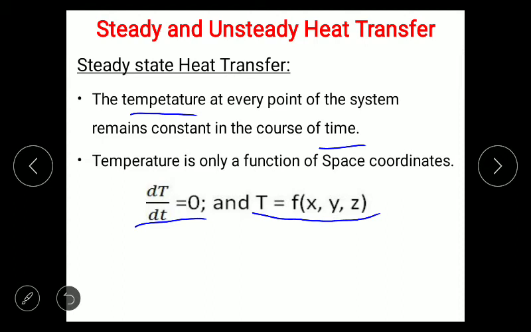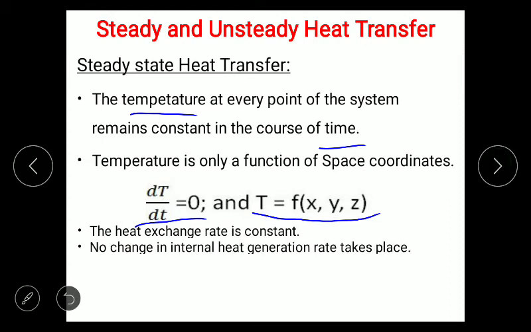If the body is under steady state, the heat transfer rate is constant, or the heat exchange rate is constant, and also the change in the internal energy of your body is also constant. There is no variation in internal heat generation from your body.